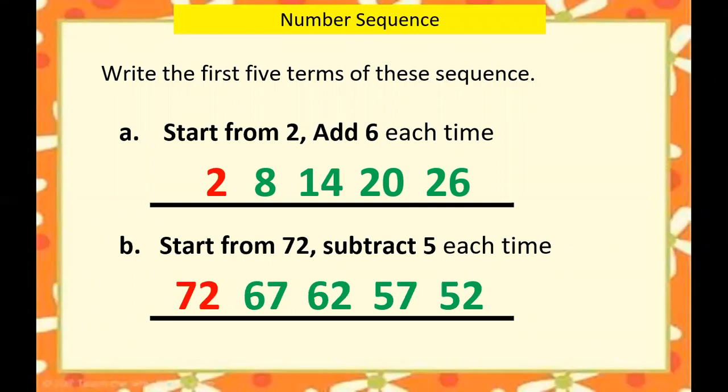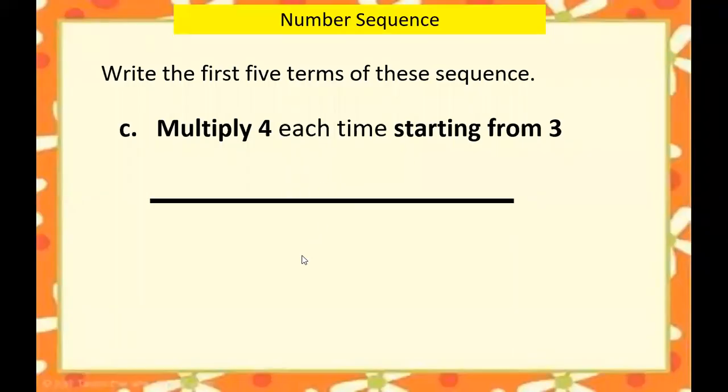Now let's solve some more problems. Answer this now. Write the first 5 terms again of the sequence. Multiply by 4 each time, starting from 3. First 5 terms only, starting from 3. Pause your video, then answer.